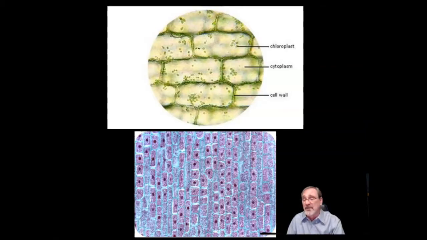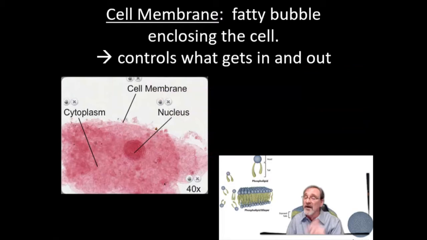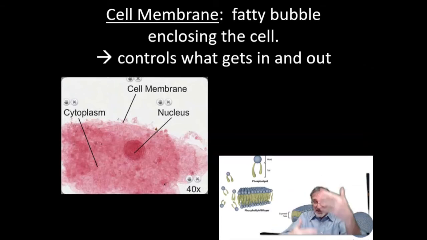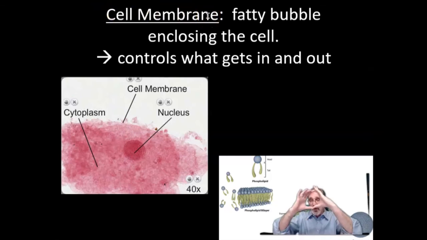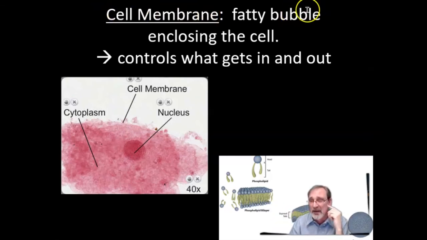And so now we're getting to the ones that I'm for sure going to want you to have on your cell model. And if we have any verification test where you have to say what these things are: cell membrane. It's what holds the cell together. Okay? It's like a fatty bubble. It's actually a phospholipid bilayer.